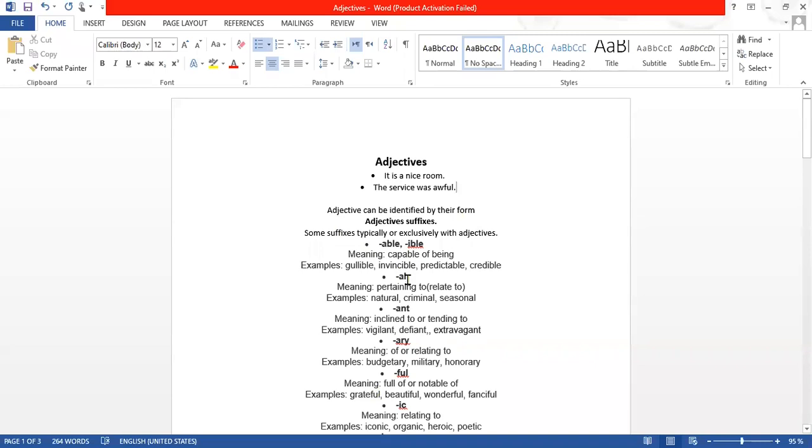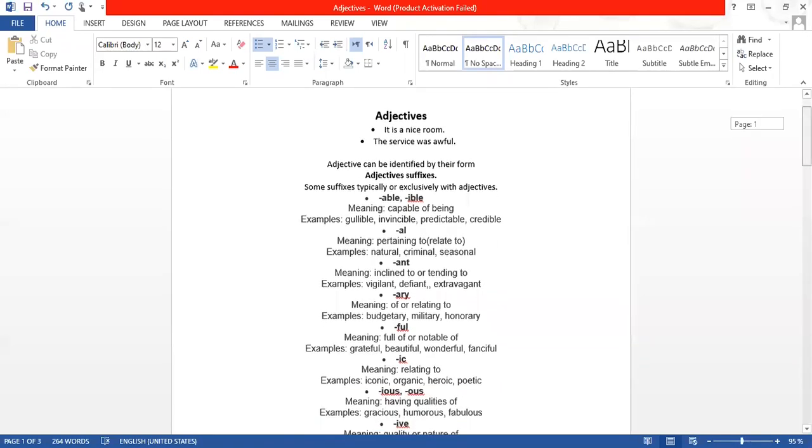Adjectives can be identified by their form. For example, yesterday we talked about suffixes. Affixes means prefix and suffix. We'll be talking about suffixes and prefixes, how we can make adjectives and how we can identify adjectives. If you see on your screen, there is this file that I have shared with you. Can you see that?